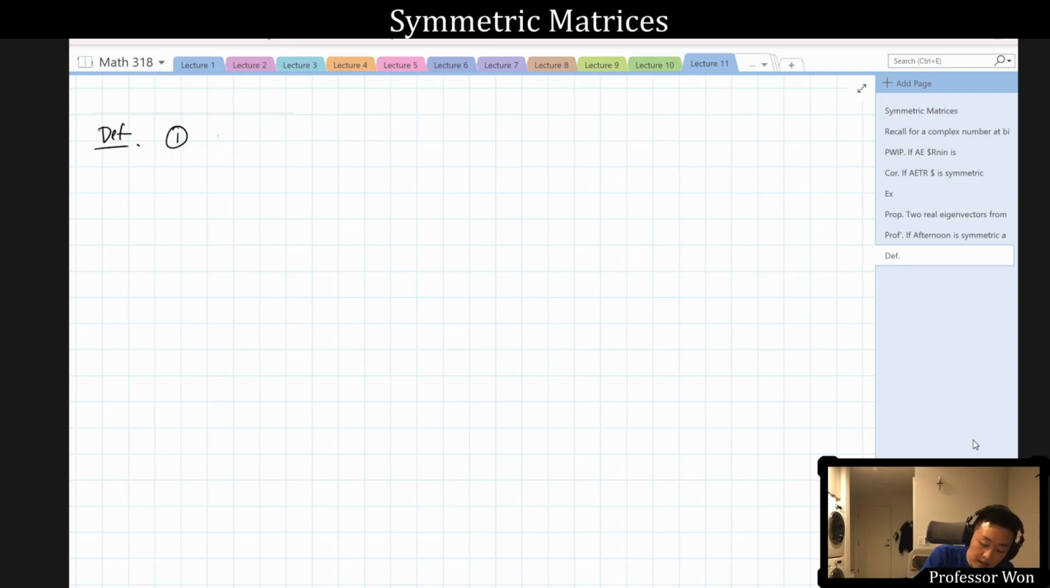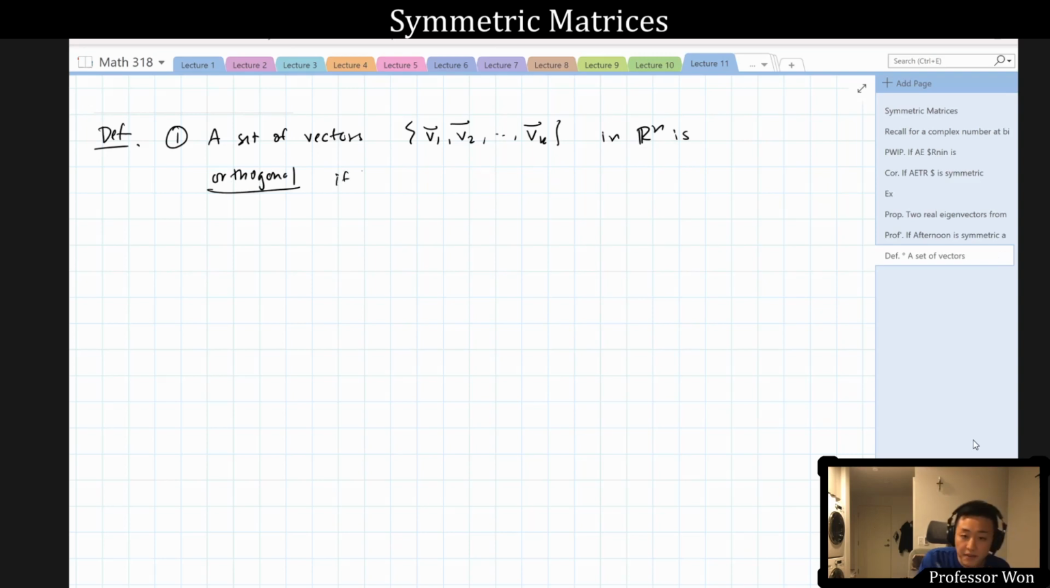Okay, so a set of vectors V1, V2, up through Vk, to be honest, this could be any k vectors in Rn, is called orthogonal if every vector in the set is orthogonal to all the rest of the vectors in the set. So if Vi transpose Vj is equal to 0 for all i not equal to j.